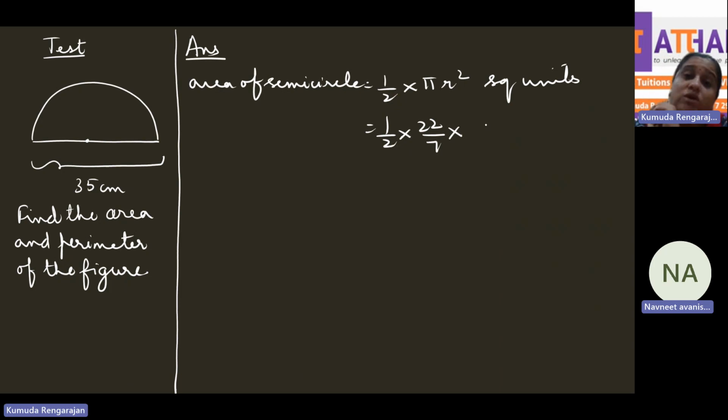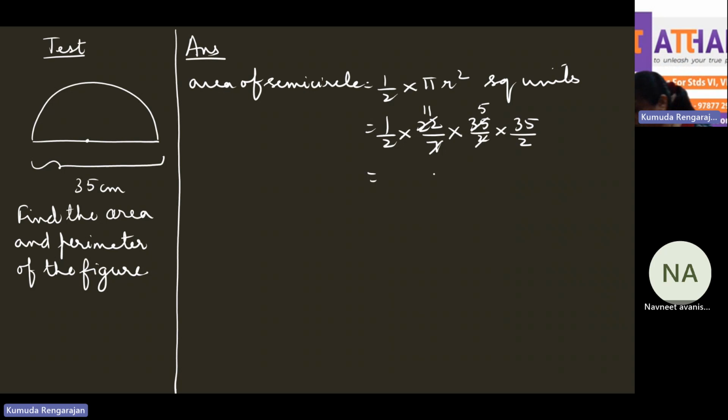Okay, if 35 is the radius, then what is the diameter? 70. You all said for this figure the radius is 35, right? Then what is the diameter? 70. So 35 by 2 is the radius, correct? Yes, ma'am. 7 fives are correct? 2 and 2 11s are correct? So now multiply 11 into 5 into 35. Tell me the product.